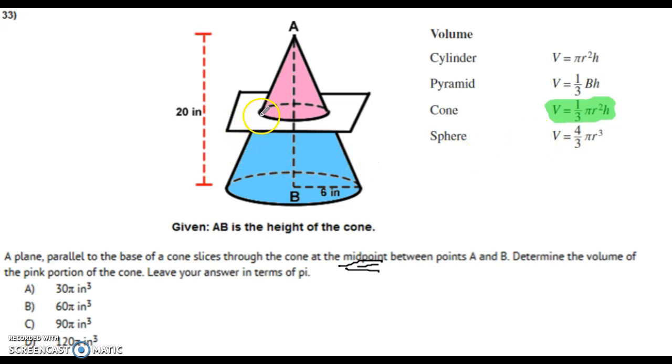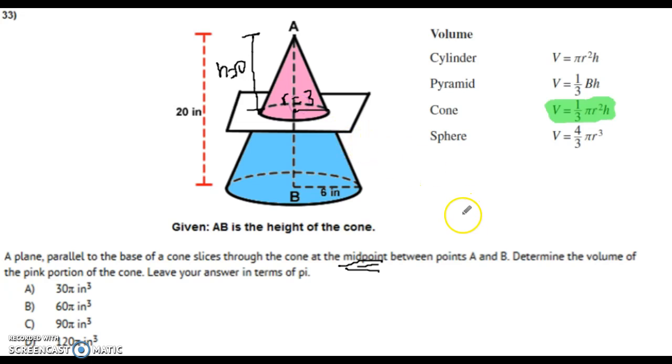Alright, think about this. If this is at the midpoint, then our height's no longer going to be 20. It's going to be half of that. So we're going to be left with a height of 10. And same thing with our radius. Our radius is no longer going to be 6. Our radius is going to be half of that, which is 3.